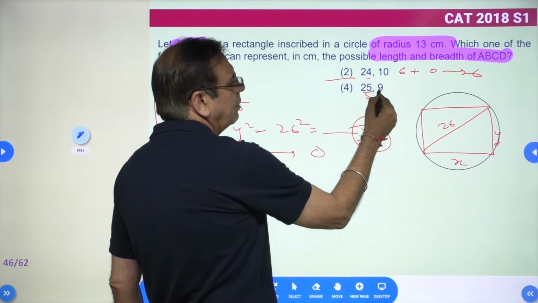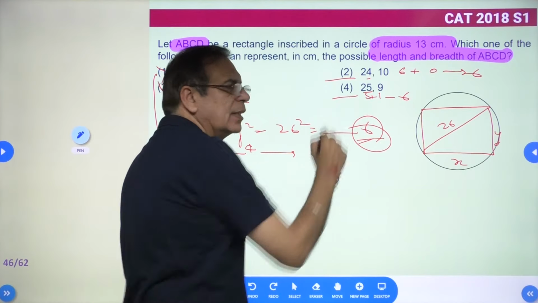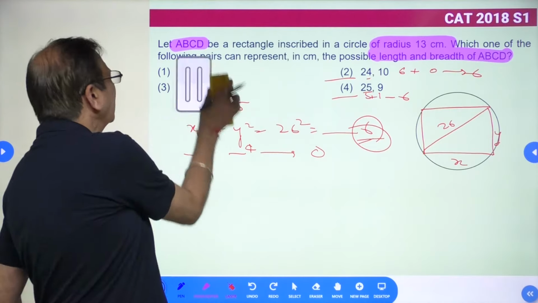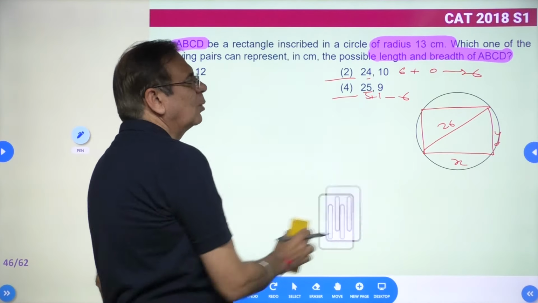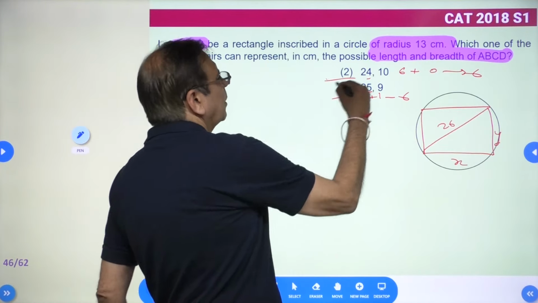5 5 is 25, 9 9 is 81. So 5 plus 1, 6. Now you can check these two choices. Now if you want you can do these two choices. But as I said यार कितना time लगता है, Pythagorean triplet याद रख लो ना. Please memorize these Pythagorean triplets. Your life becomes that much easier.